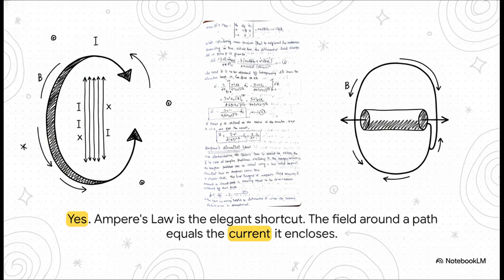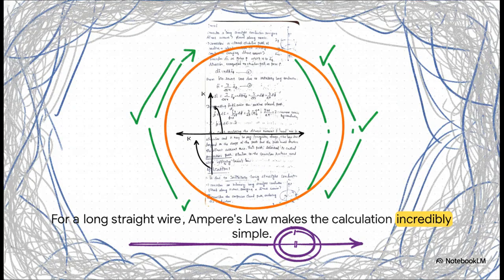It says that if you draw any imaginary closed loop, the total amount of magnetic field you find along the edge of that loop is directly tied to the total amount of electrical current that's poking through the middle of it. Let's take a long, straight wire. Trying to calculate its field using Biot-Savart involves some pretty gnarly calculus. But with Ampere's law, you just draw a circle around the wire, apply the law, and boom. It practically gives you the answer in one line. It is the absolute perfect tool for a symmetrical job.